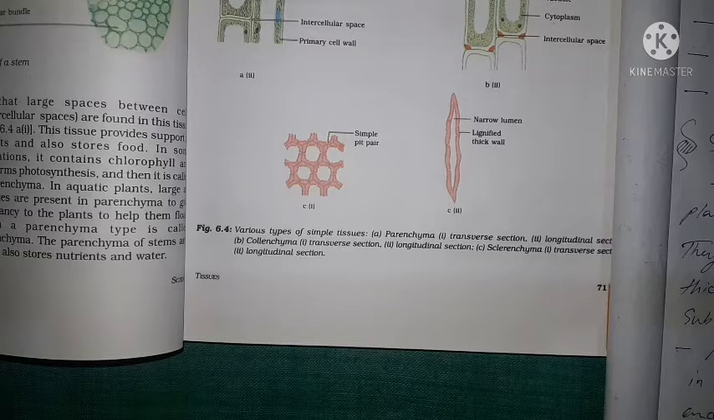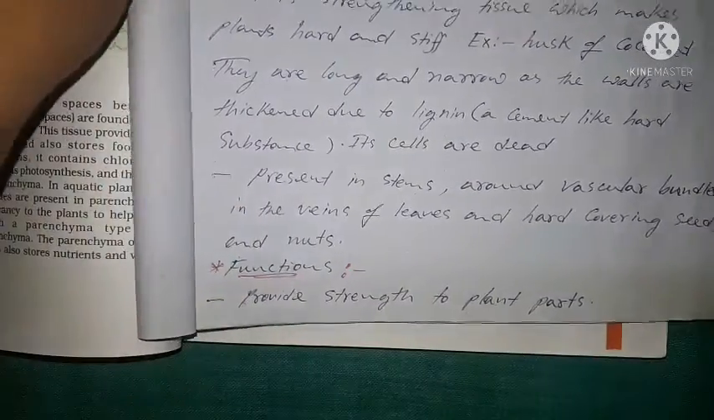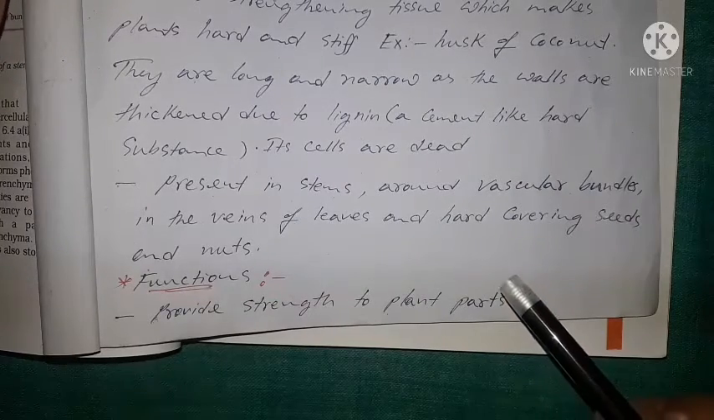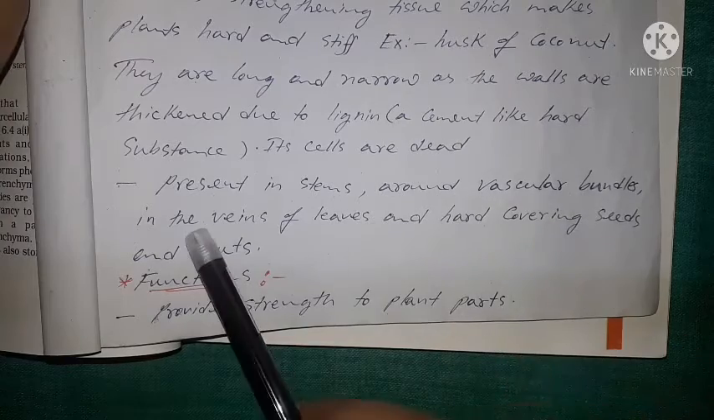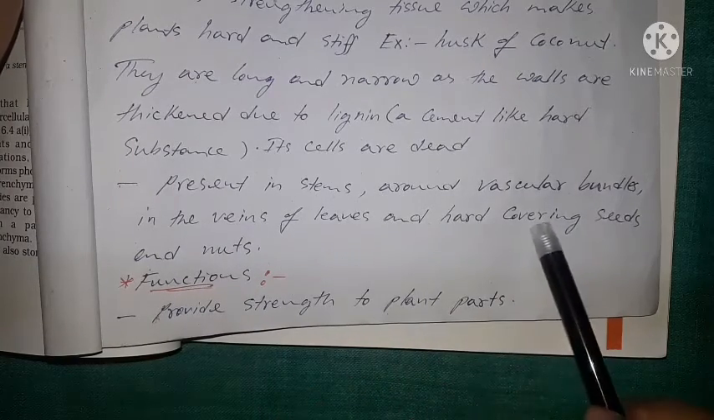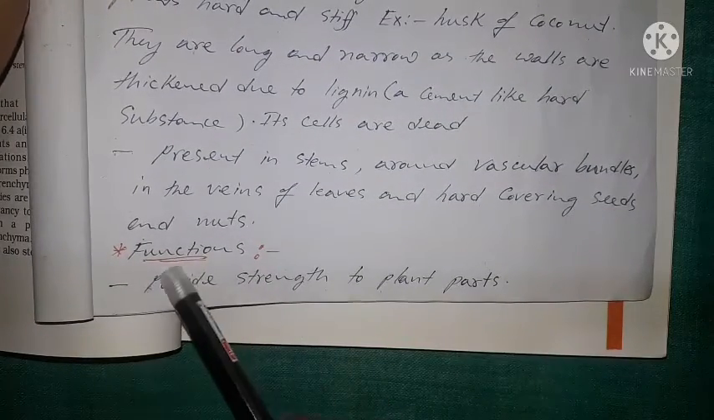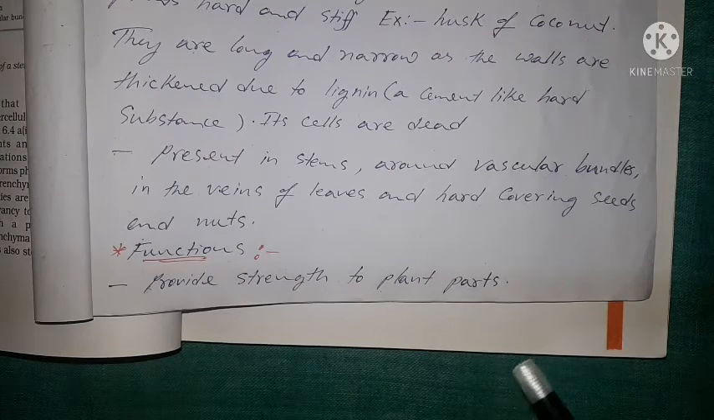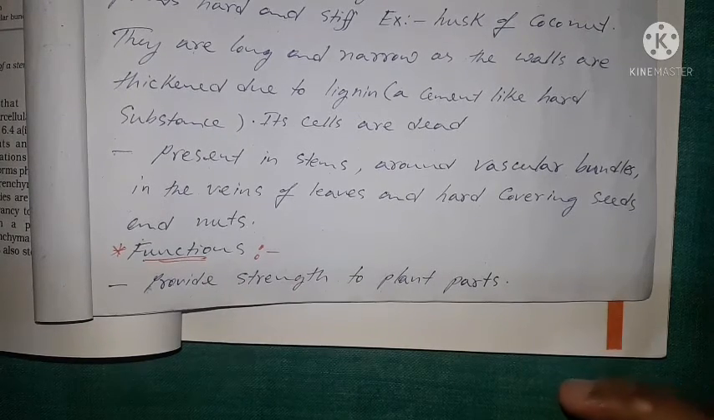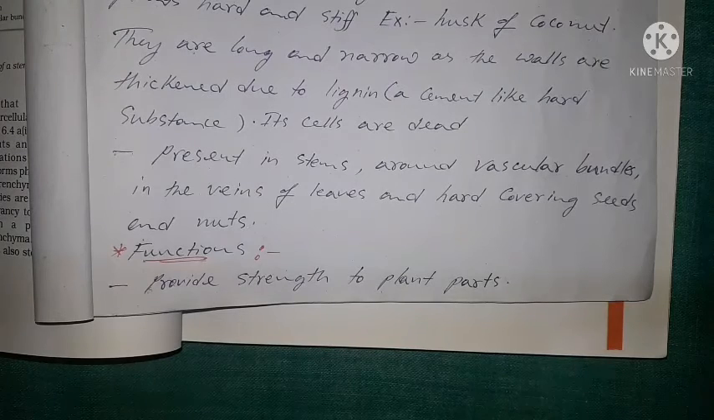It is present in stems, around vascular bundles, in the veins of leaves, and in the hard covering of seeds and nuts. It provides strength. The function of sclerenchyma is to provide strength to the plant parts, because it is made up of a very tough material known as lignin, which acts like cement. Therefore it provides strength to the plant parts.